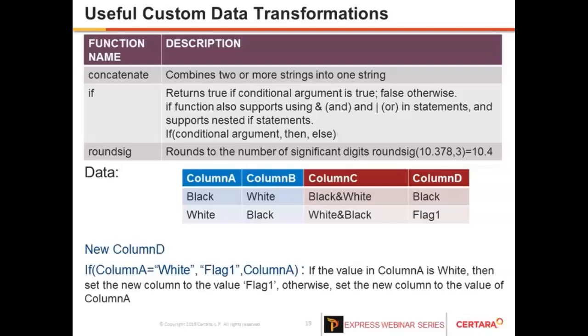Or in the second row, if column A is equal to white, yes, this is true, then I set it to flag 1. Okay? And as I mentioned, you can have embedded ifs, so within one of those, you can put an if within it. And that can be very powerful for data manipulation. So all of this is within the data wizard, and it can be used with a custom data transformation.